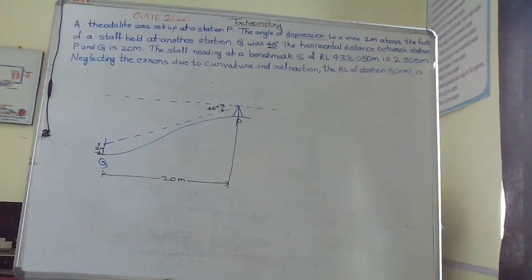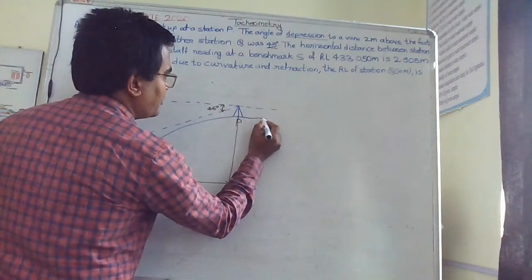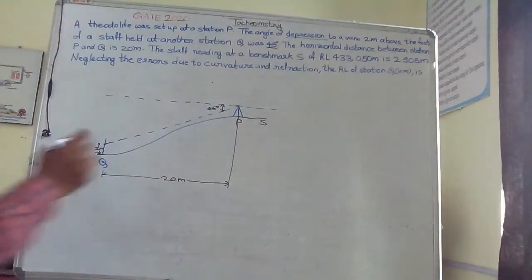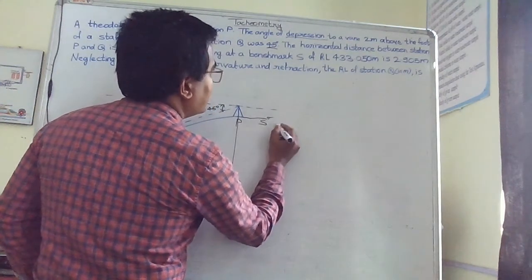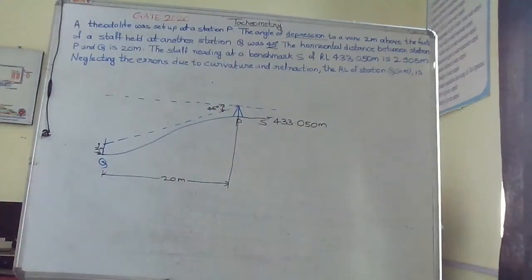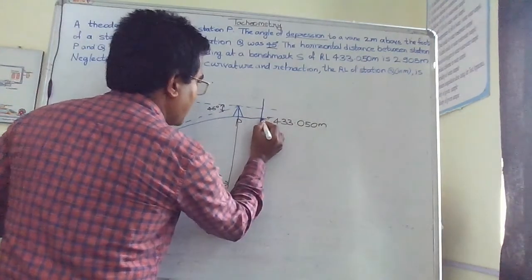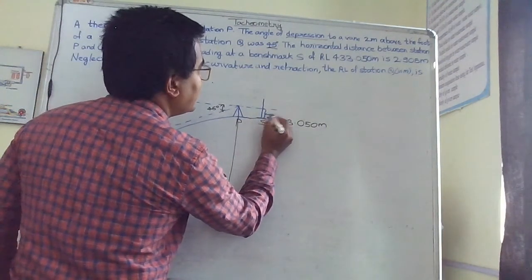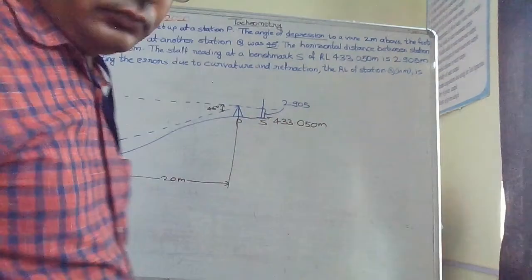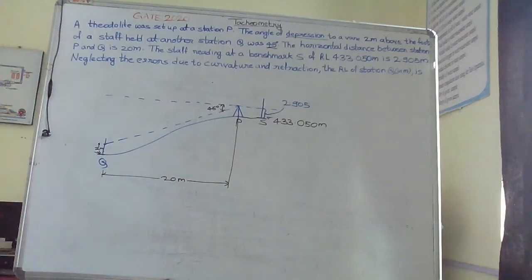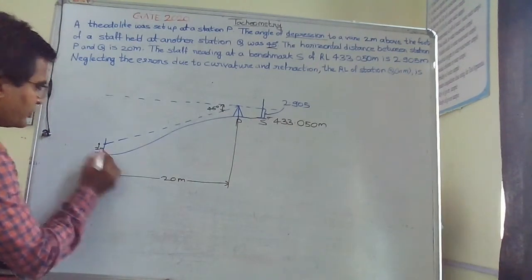The staff reading at a benchmark S: there is one point S whose RL is given, that is 433.050 meter, and there is a staff kept at this point S. The staff reading at point S is 2.905 meter, and it is given to neglect the error due to curvature and refraction. What is the RL of station Q? We have to determine the RL of station Q.